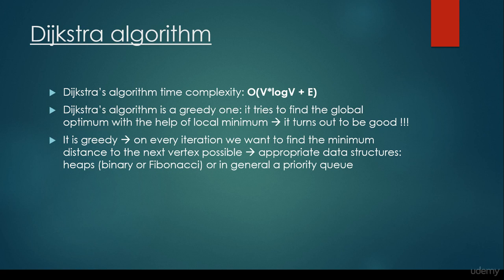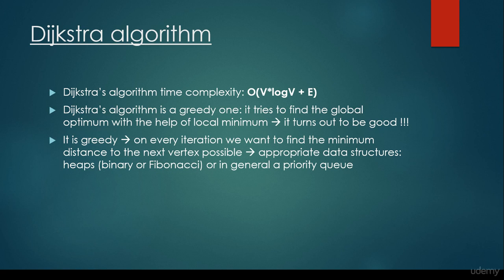On every iteration, we want to find the minimum distance to the next vertex possible. We are going to see a concrete illustration of how Dijkstra's algorithm works. It's going to be clear. And the appropriate data structures such as heaps, the binary or the Fibonacci heaps, or in general priority queues, enable us to make sure that the running time will be as good as possible.